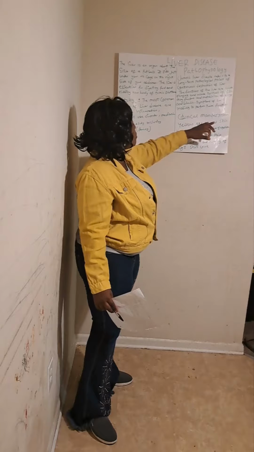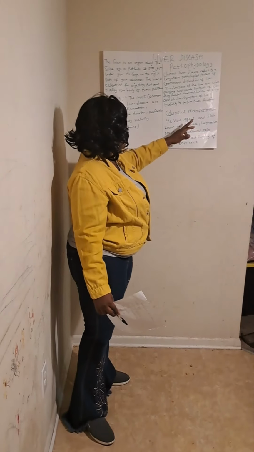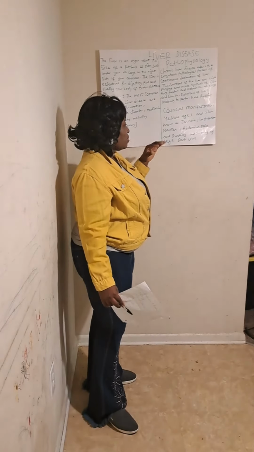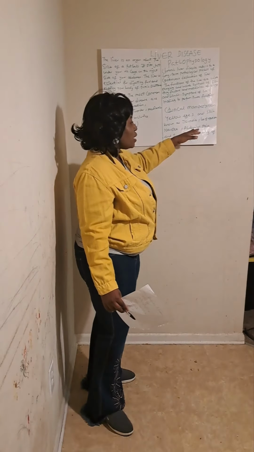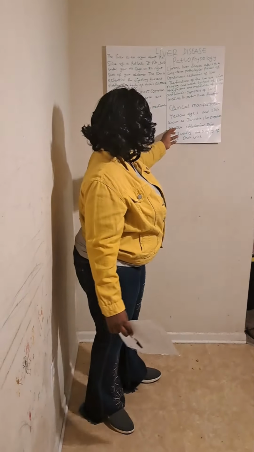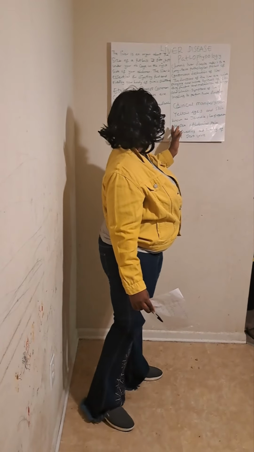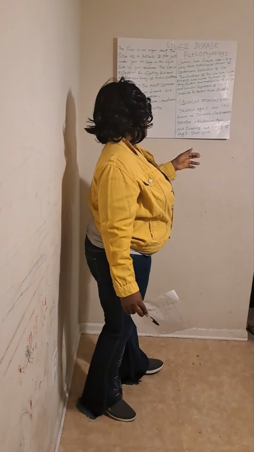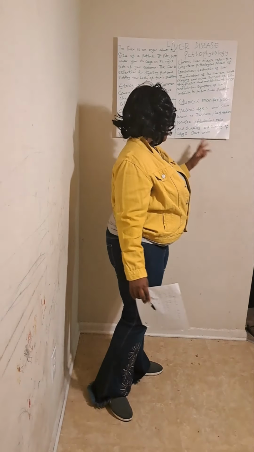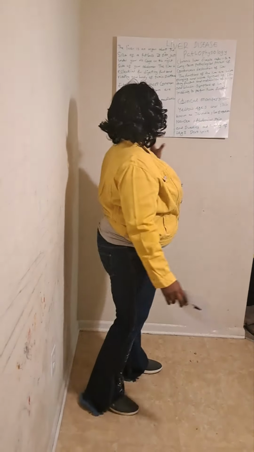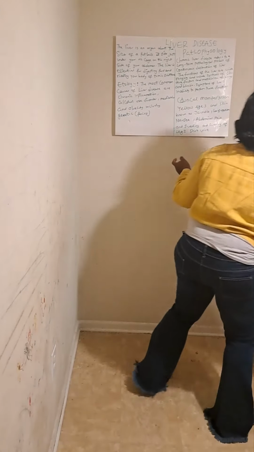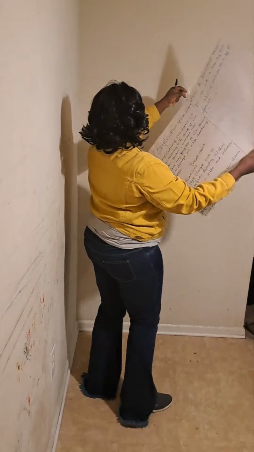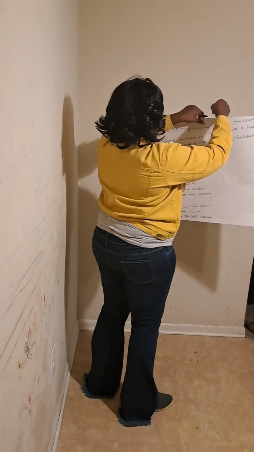So the clinical manifestations are yellow eyes and skin. The eyes are yellow, and also the skin, known as jaundice. Loss of appetite, the patient will not be able to eat. Nausea, abdominal pain, swelling, and swelling of the legs, including dark urine.